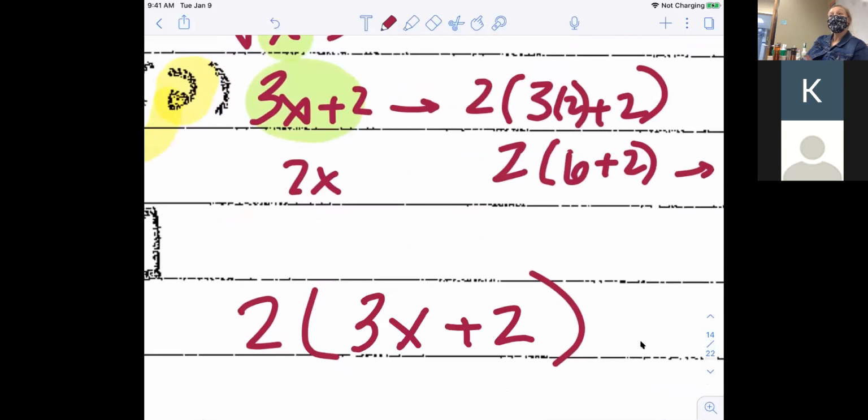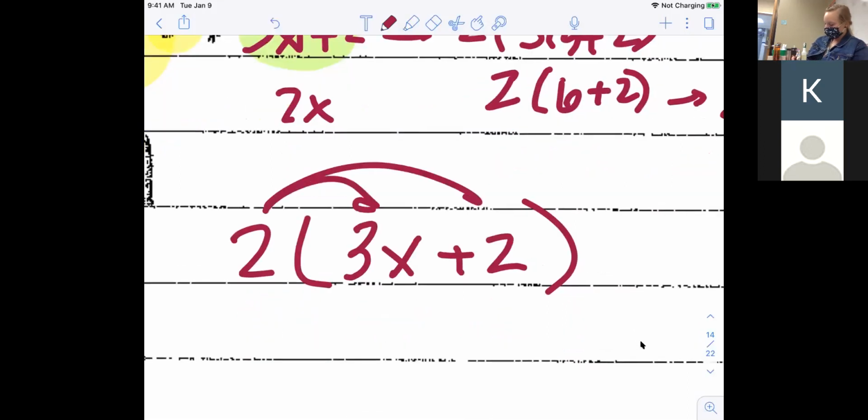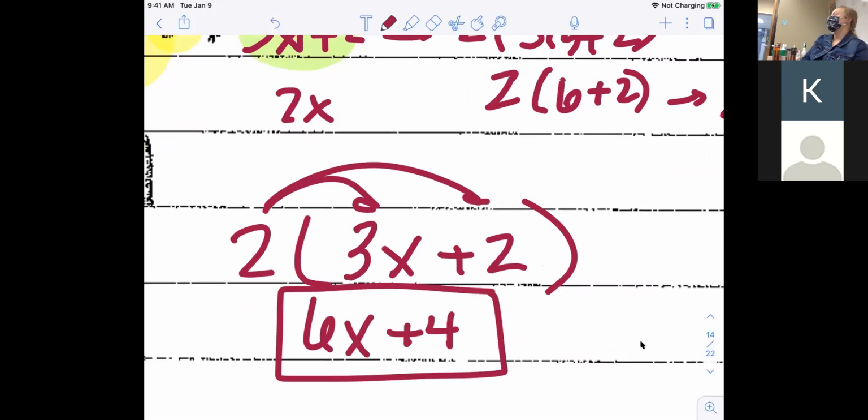Yep, and since x is already x, we don't have to replace that with anything. Very good. So instead of putting a number in for x, I'm just going to keep it as x. And now I just simplify this. I want to get it down to the most simple term, so let's distribute: 6x plus 4. That's it.